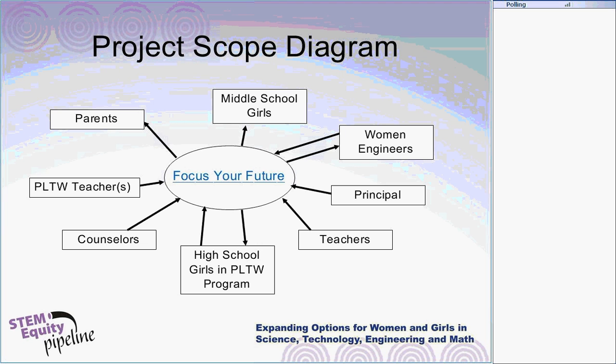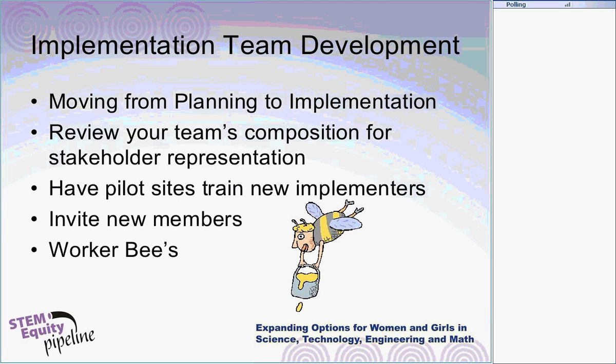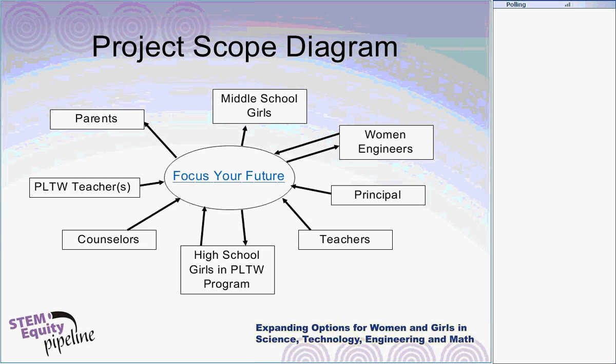So the first thing to do would be to develop a project scope diagram and make sure you understand the scope of the project. Now remember, the next thing that happens is, of course, you need to take a look at the team that you've brought together. Remember, in steps 1, 2, and 3, you had a group of people you're working with in your planning process who may be more planners than doers. So you want to review your team's composition for stakeholder representation based on your project scope diagram, which you would have done with your planning group.